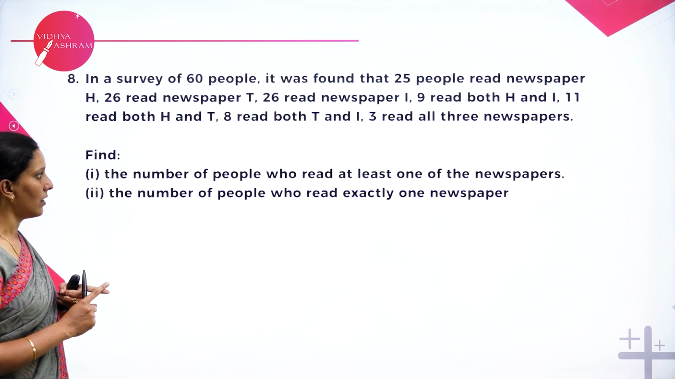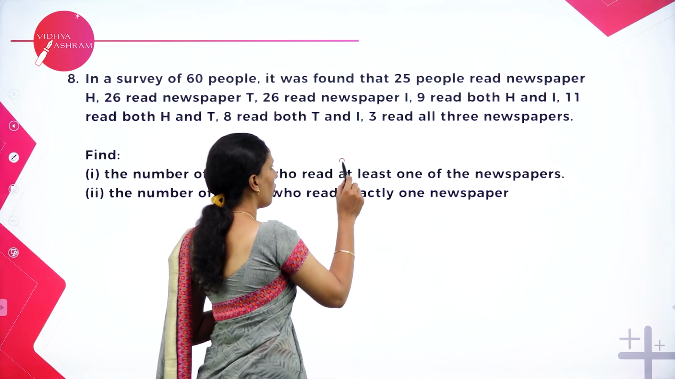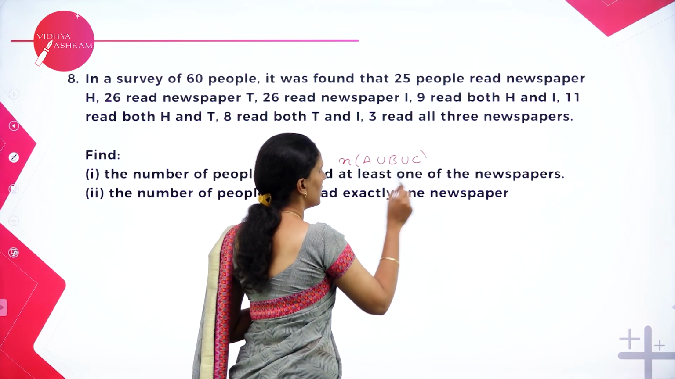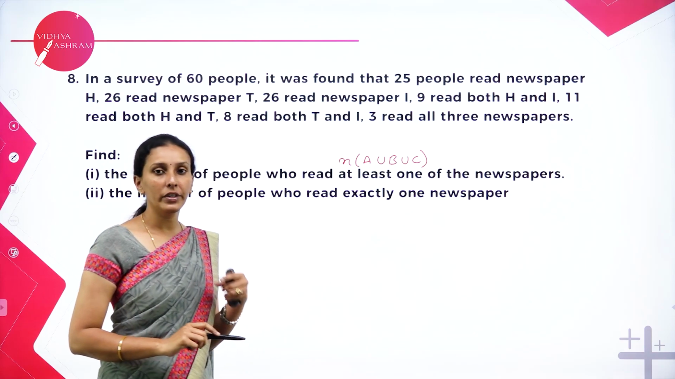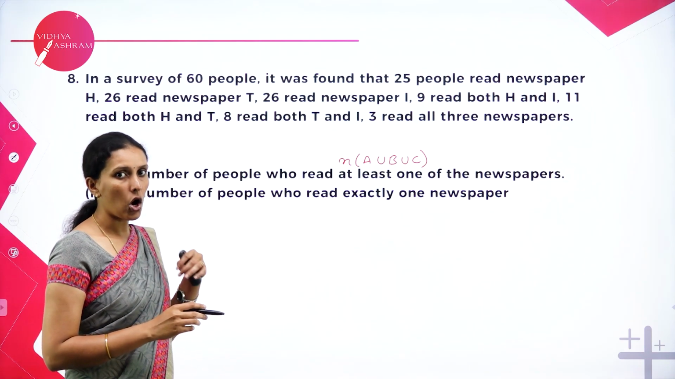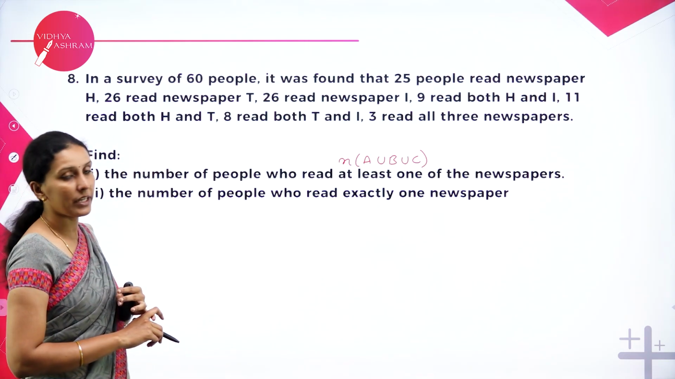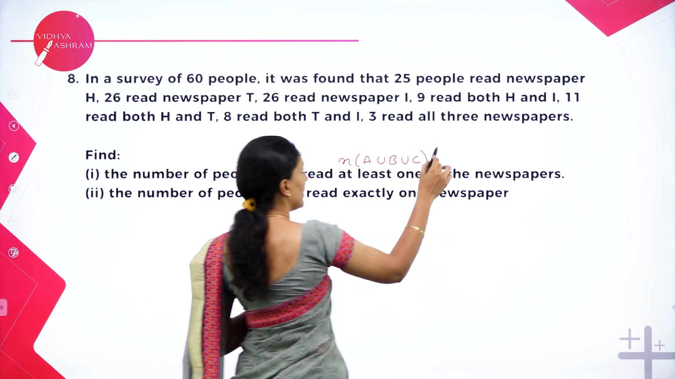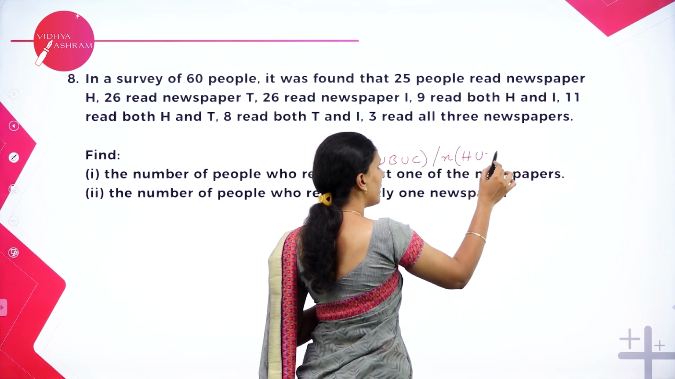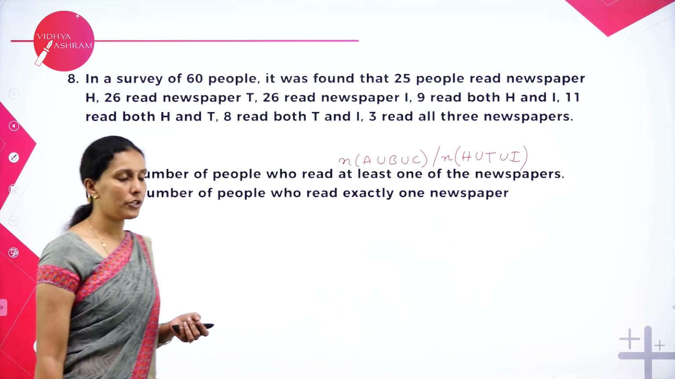So here we are supposed to find the number of people who read at least any one of the newspapers. So that is A union B union C, the people who read A or B or C. Since the newspapers are named H, T and I, we can take this as the number of people who read H or T or I. So this is the first thing we need to find.